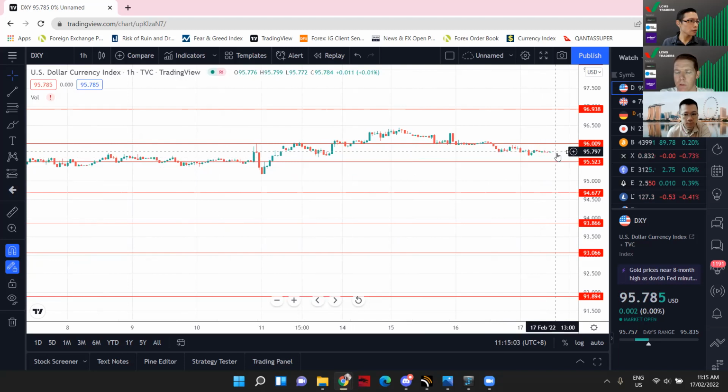And the bullish case still remains on the US dollar. It's just markets seem to be digesting what the FOMC meeting minutes had in them.